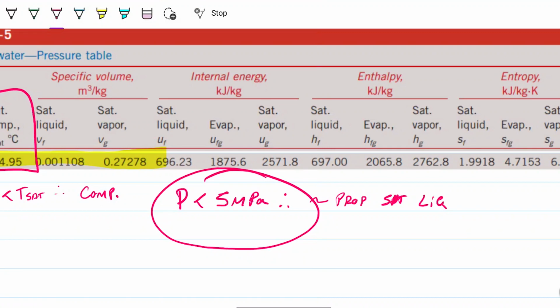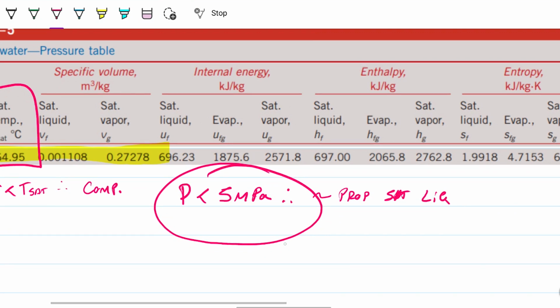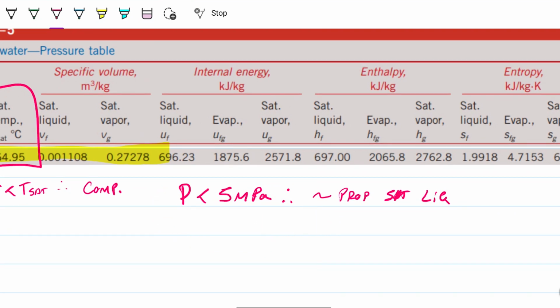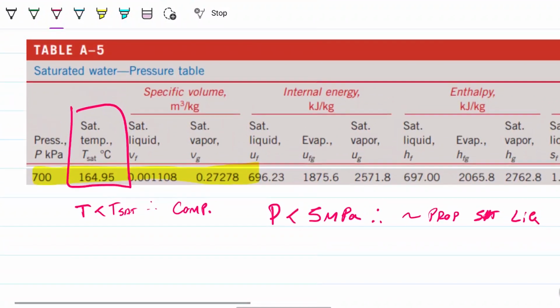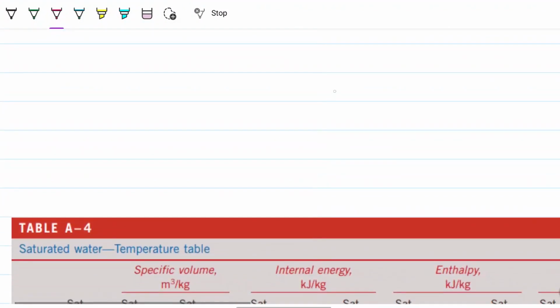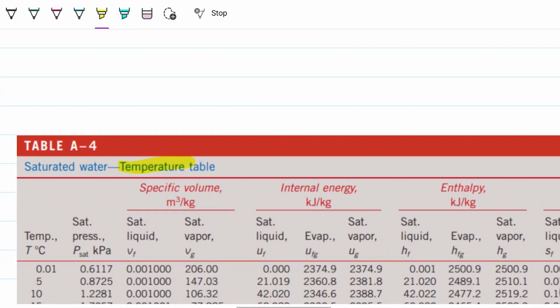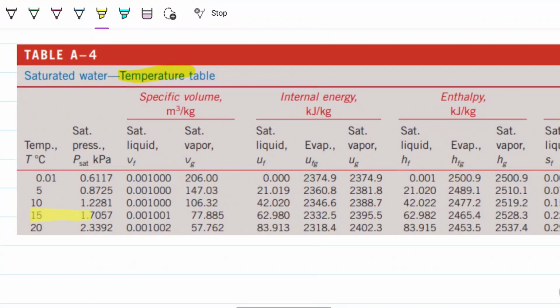If you go to the compressed fluid table, you'll see that it does not start until the pressure is significant. It's going to start at 5 megapascals. Before then, you don't need to worry. So I can't use this table. Instead, I need to use the temperature table, this one here. I need to go to 15 Celsius, and this is where I'm going to grab all the properties for this state 1.